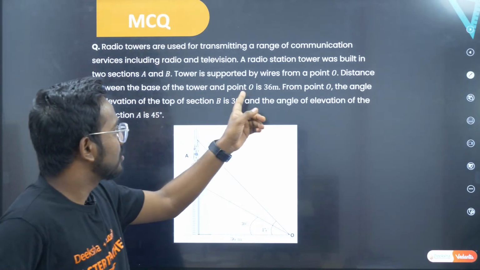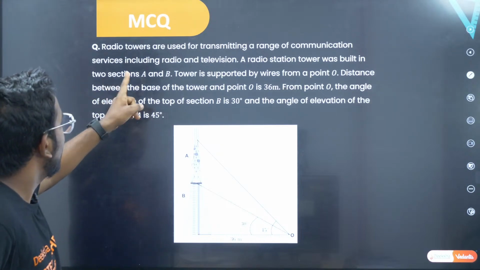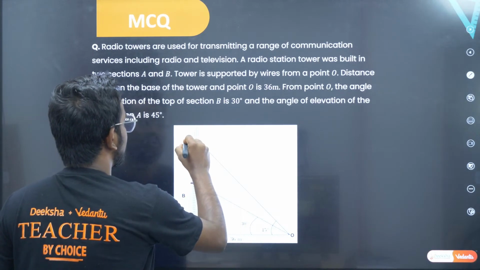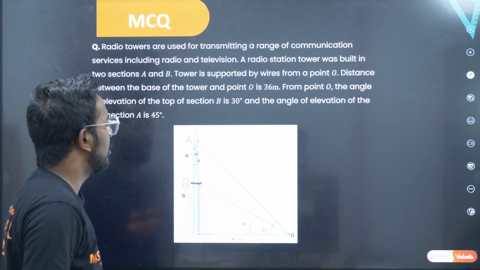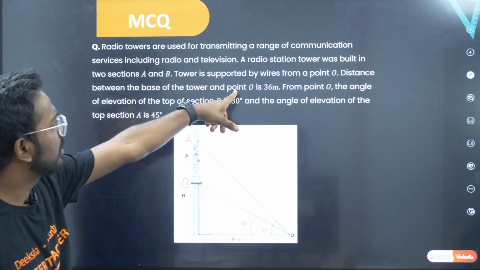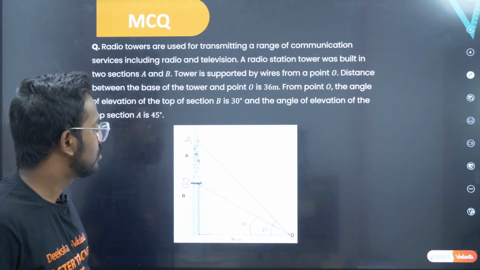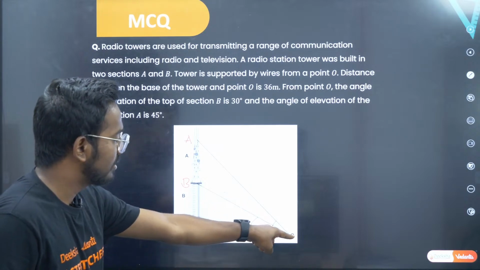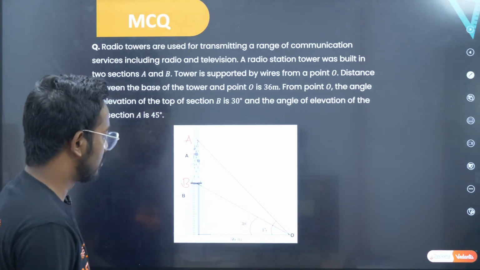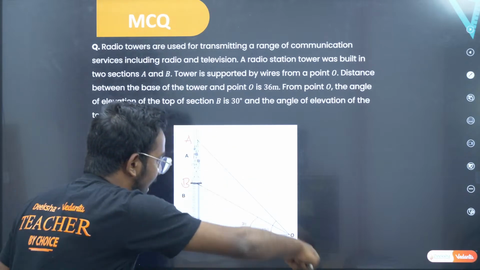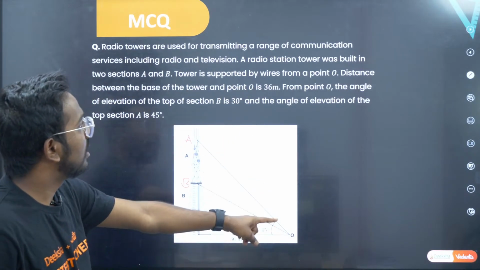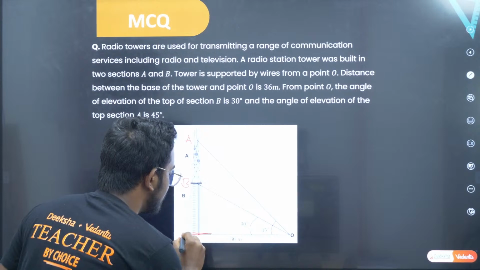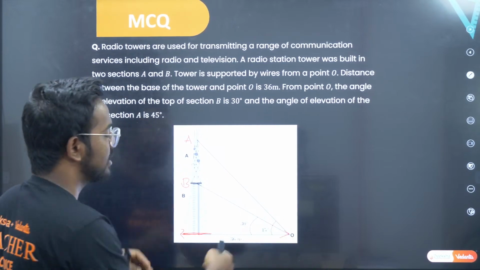Now the question is, a radio station tower was built in two sections A and B. So this is A and this is B. Now the tower is supported by wires from a point O. So this is the first part of the tower, this is the second part of the tower. Both of them are being supported by wires attached to the ground. So this is the first wire OB and the second wire AO. The distance between the base of the tower and the point O is 36 meters. They have told us the base is here, from here to here the distance is 36 meters.